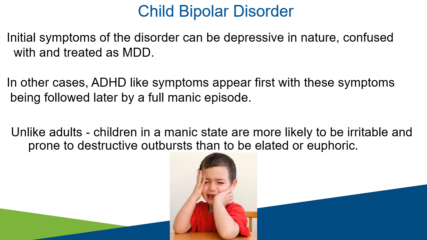Now, as was stated in the last slide, children with bipolar present more slowly and not as consistently as in adults. So they can often be confused with other, more common childhood psychiatric illnesses. For example, the initial depressive state of bipolar can often be confused with major depressive disorder, whereas the manic episodes of bipolar can often be confused with ADHD. This is because children in their manic state are more likely to be irritable or prone to destructive outbursts, in contrast to adults in their manic state, who are more likely to present with euphoria or appear more elated in nature. So it's important to note that this can be a little confusing, and it is important to distinguish the two.